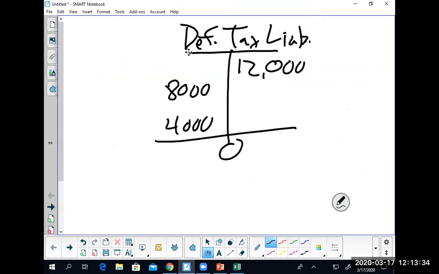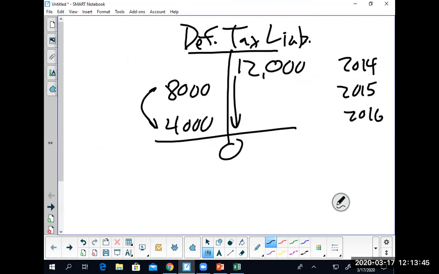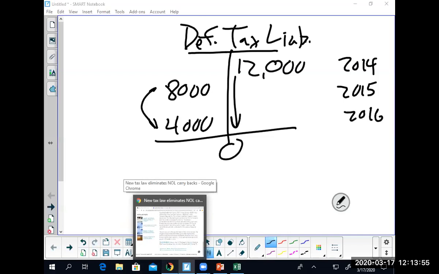So after, end of the third year, that's 2014. There's 2015, and there's 2016. So you can see that liability is going to zero. Hopefully I didn't get those reversed, but you get the gist of it, right? 12,000 offset by 8,000 and 4,000. All right, I always like to show the T account because that's very important.